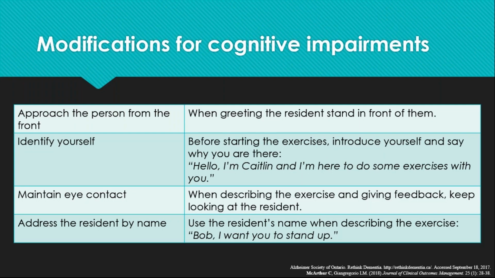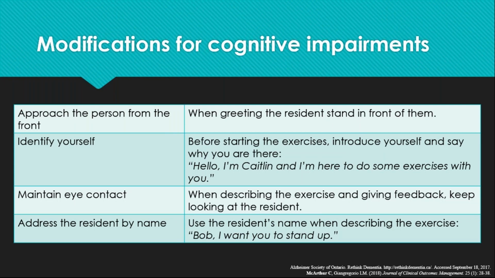So what we did is we took some suggestions from the Alzheimer's Society of Ontario, and we transitioned them and gave examples of what this might look like in the exercise world. So the first suggestion is to approach the person from the front. When you're greeting them, stand in front of them, and then identify yourself. Before starting the exercise, introduce yourself and say why you're there. Hello, I'm Caitlin, and I'm here to do some exercises with you.